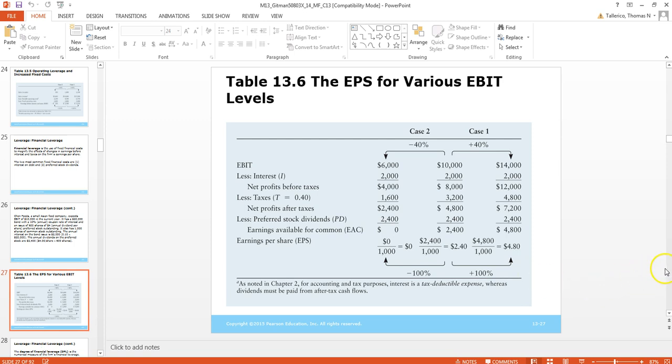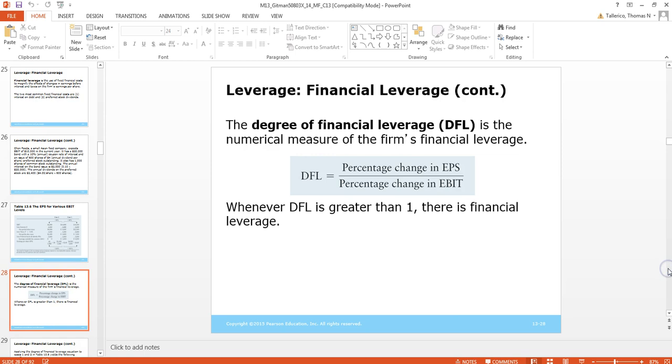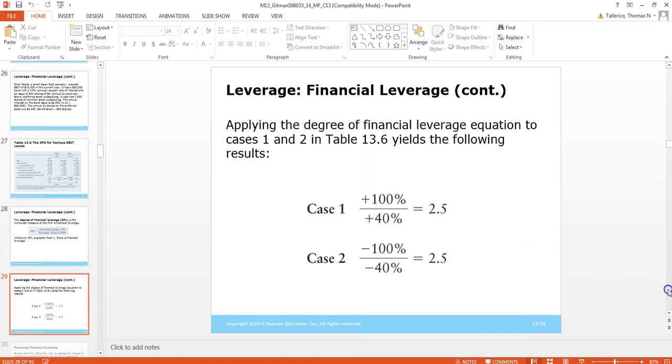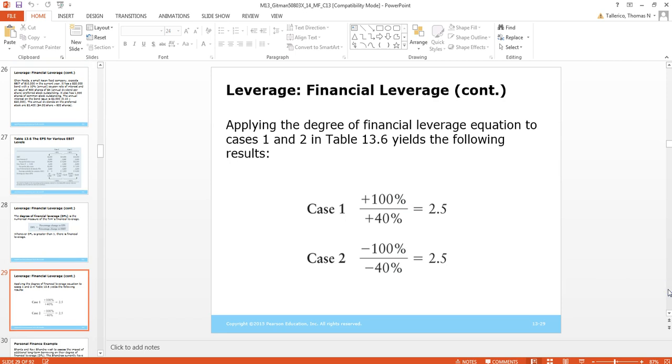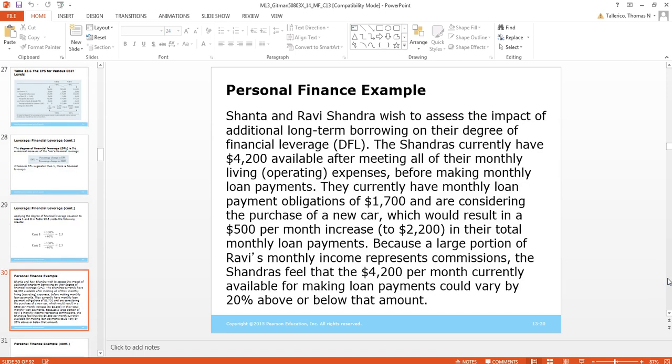So now we've got the degree of financial leverage. And as you're probably aware, there's going to be an equation for this. And here it is, the degree of financial leverage equation, which you should know, right? And we can get these percentage changes from our previous slide. And here they are, solving that real simply. If you have any questions about these equations, feel free to email me.